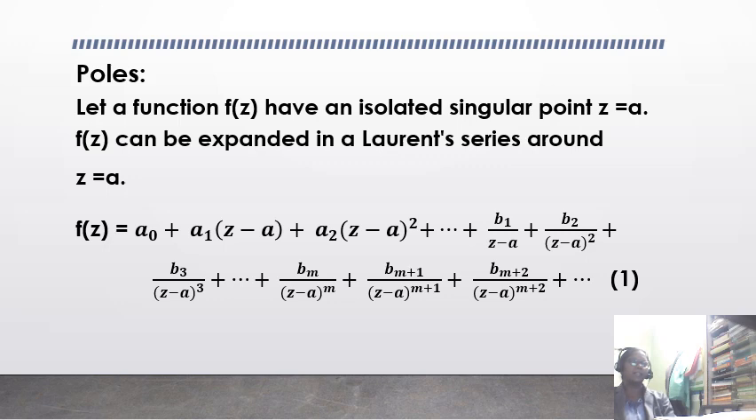Now let us see about the poles. Let a function f of z have an isolated singular point z equal to a. F of z can be expanded in a Laurent series around z equal to a. So how to write the Laurent series expansion? Already we have seen Laurent series. So we can write it in the form f of z is equal to a naught plus a1 into z minus a plus a2 into z minus a whole square plus etc., plus b1 by z minus a plus b2 by z minus a whole square plus etc.